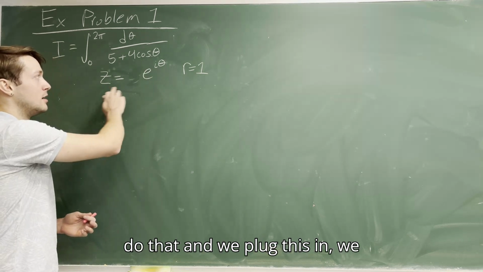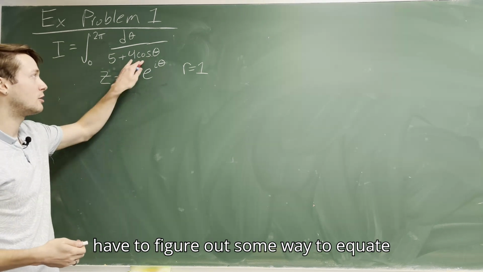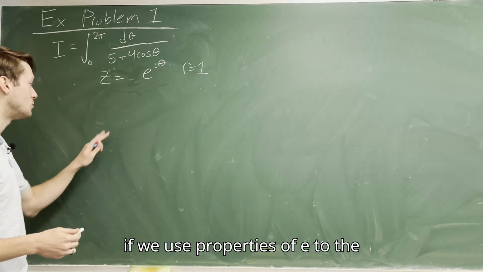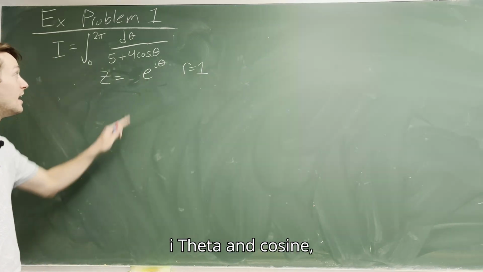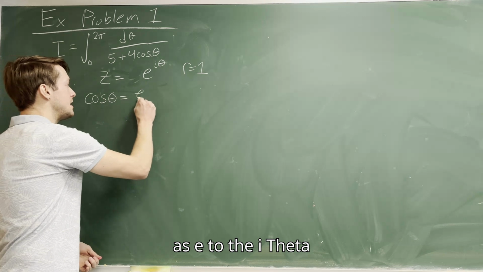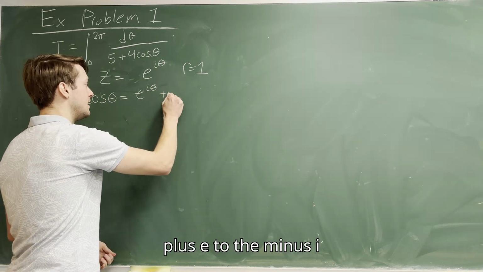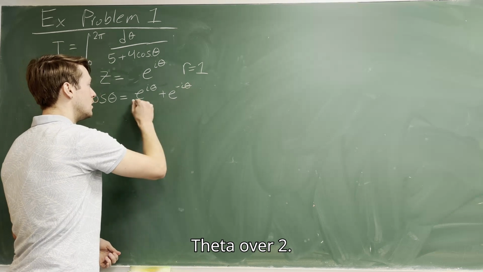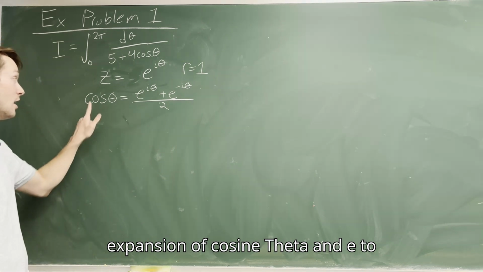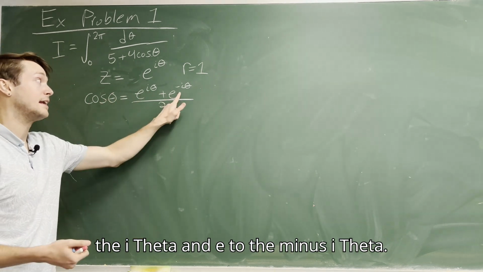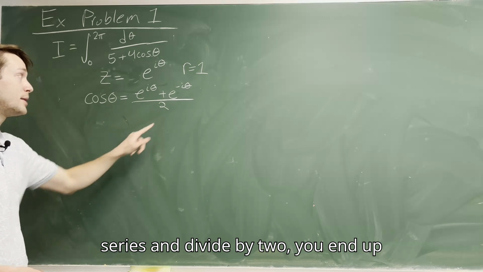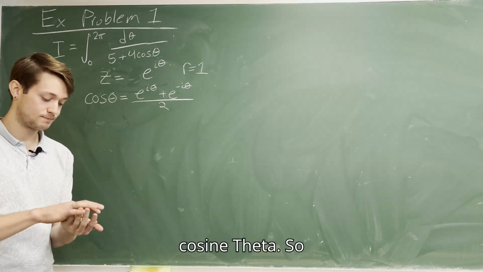So if we do that and we plug this in, we have to figure out some way to equate these things. So if we use properties of e to the i theta and cosine, we can rewrite cosine theta as e to the i theta plus e to the minus i theta over 2. This comes from, if you take the Taylor expansion of cosine theta and e to the i theta and e to the minus i theta, you'll see that if you add these two series and divide by 2, you end up getting the same series that you get for cosine theta.